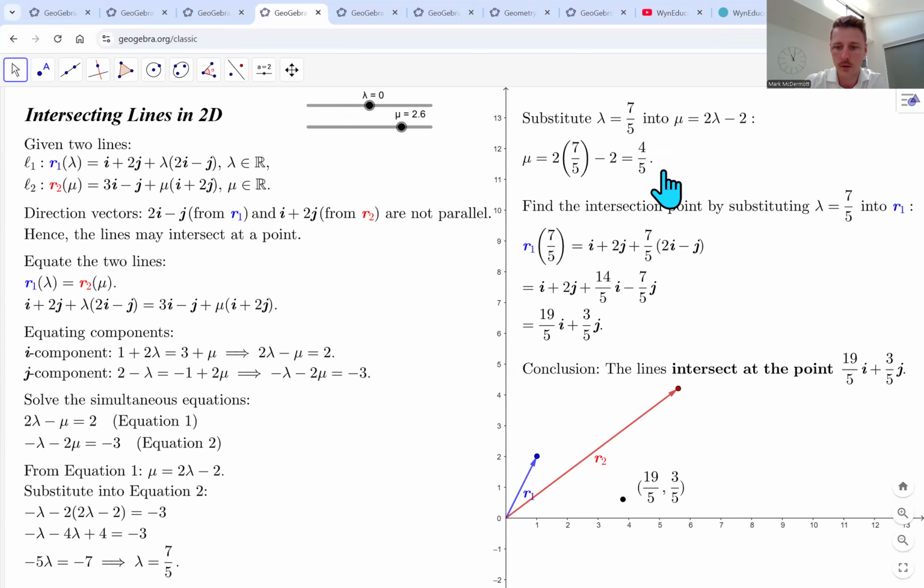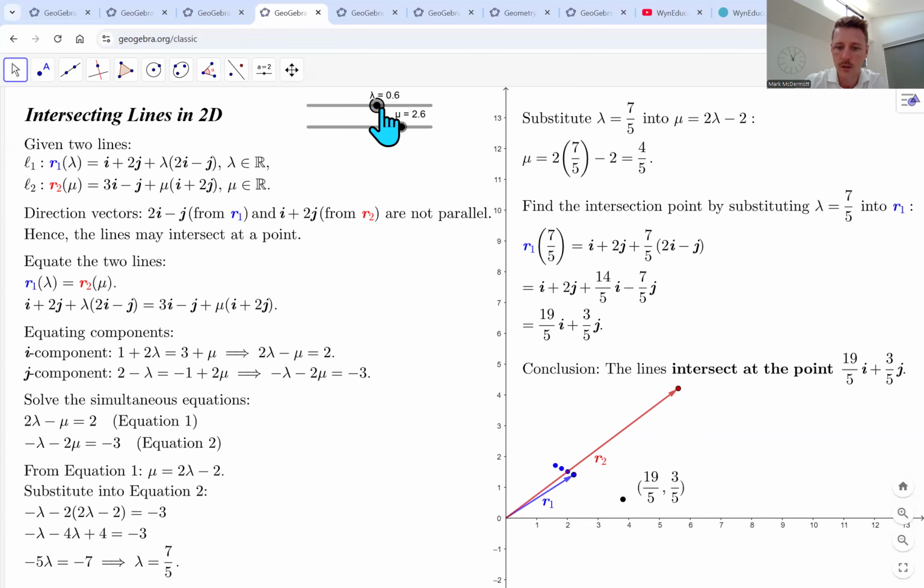That's not probably super necessary to find the answer, but it's just good to know what mu is in any case. So what we're going to do, find the intersection point by substituting lambda equals 7/5 into R1. We know what lambda is where they intersect. So we substitute that in, you get 19 on 5i plus 3 on 5j, just substituting in 7/5 into R1. And so we get that the lines intersect at this point here, 19 on 5i plus 3 on 5j, which is this coordinate here.